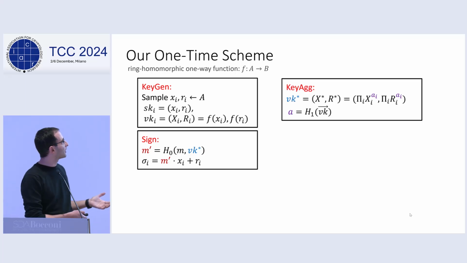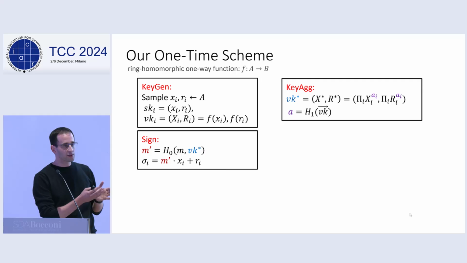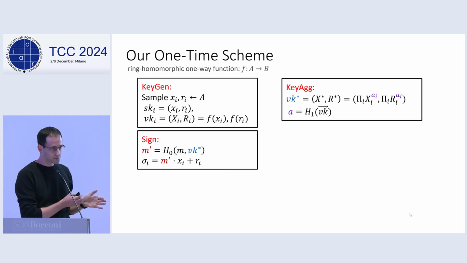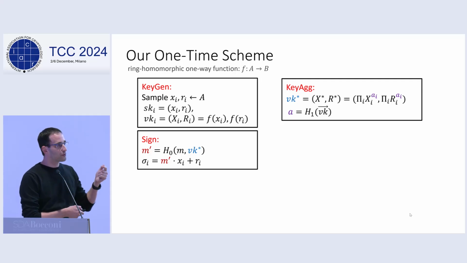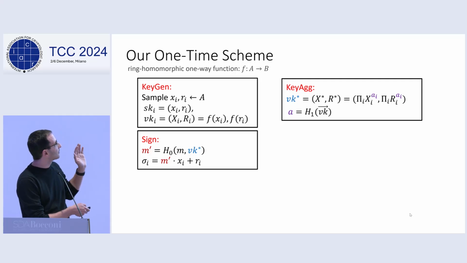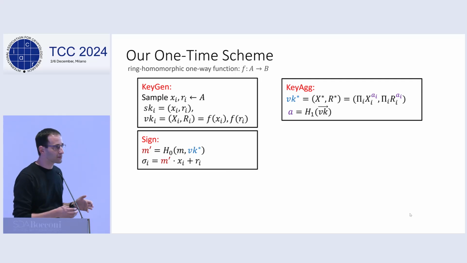Aggregate is very natural. Since we have the homomorphic properties, I can just take the product of all the xi's and all the ri's. However, I want this aggregation to be specific for the group. So I take the powers of these ai's. What is ai? ai is just some random hash of the group, so of all the verification keys of the people in the group. And this makes it specific for the group.